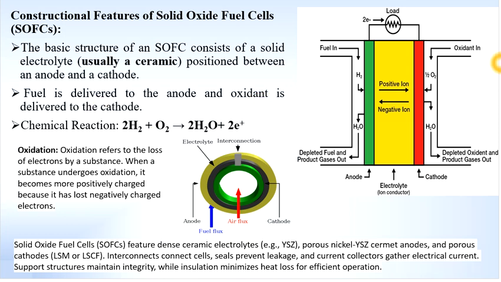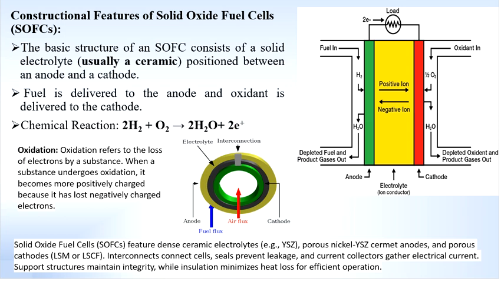That means oxygen is given to the cathode. Here it is shown in red color, the anode is shown in green color, and the fuel is given to the anode. In between we have the electrolyte. And the net chemical reaction is given here: 2H2 plus O2 gives rise to 2 molecules of water along with 2 electrons.